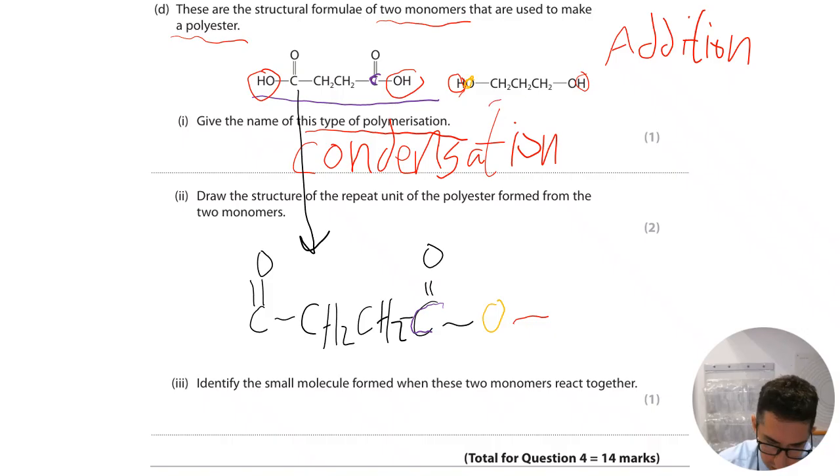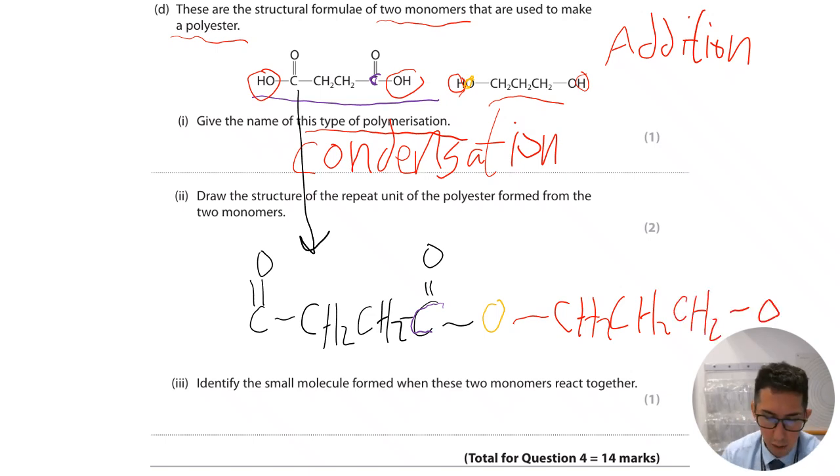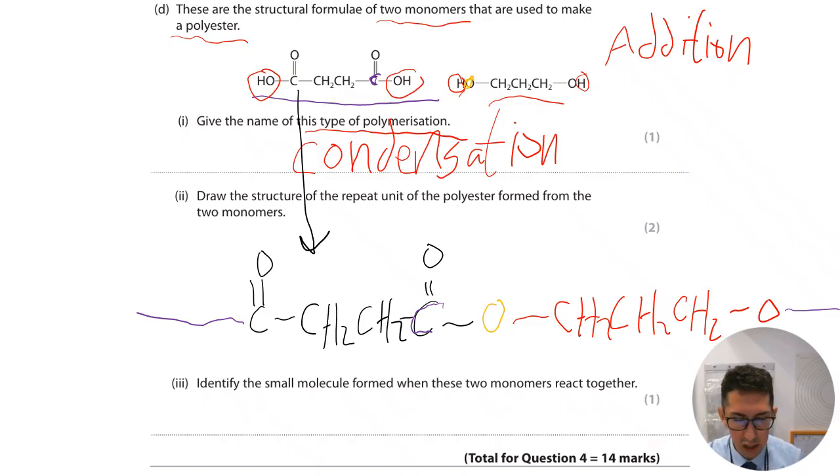So then it's going to be this part here, CH2, CH2, CH2, O, but then we lost the hydrogen. So there we're pretty much done. We're just going to add on trailing bonds. So we're going to add a trailing bond here and a trailing bond there. And that is the repeat unit.